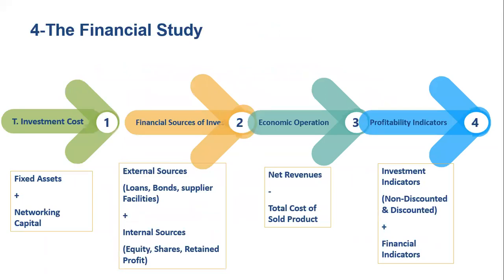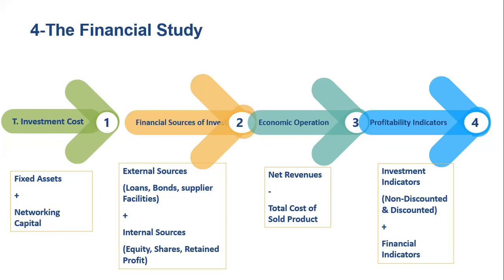So for the financial study, you are going to have the following steps. We're going to start with the investment cost, fixed assets plus net working capital, followed by the financial sources of investment, which is how I'm going to finance it. The total investment, let's say I will need 1 million, 2 million, 3 million. So this is the investment that I need. How am I going to finance it? I'm going to finance it by only capital, or I have to increase the shares, or I have to take loans or issue bonds. So this is the financial source.